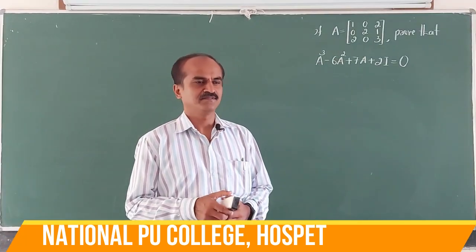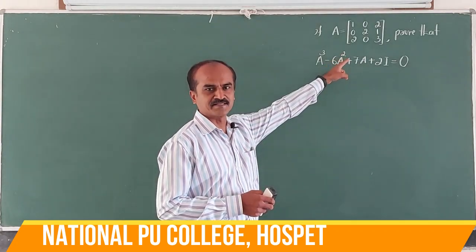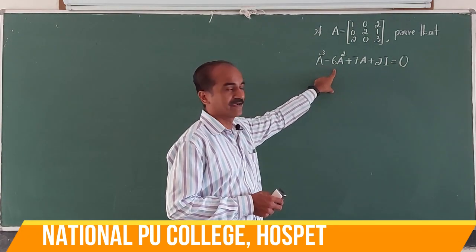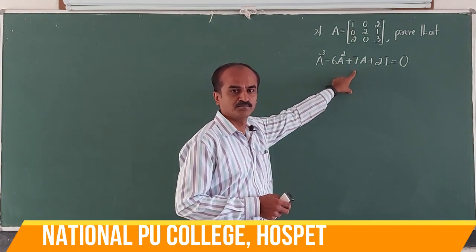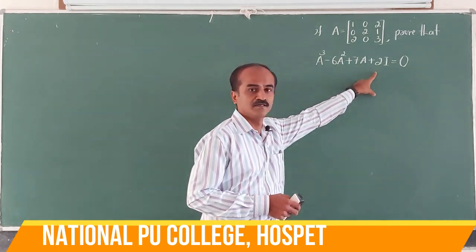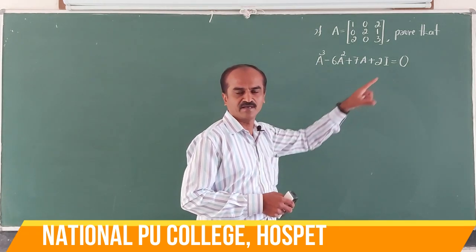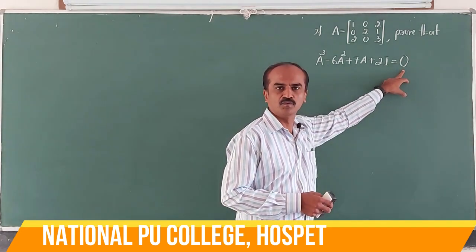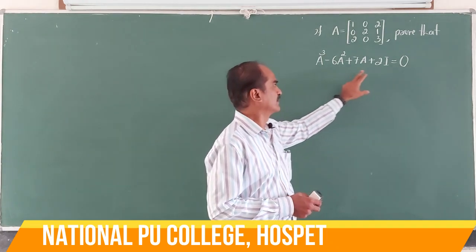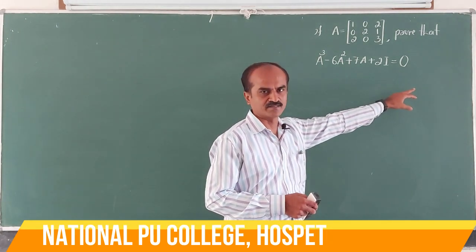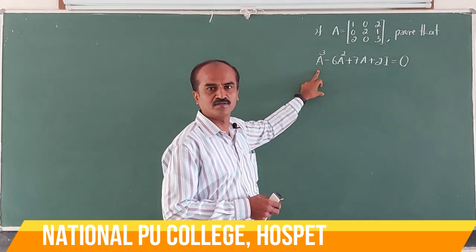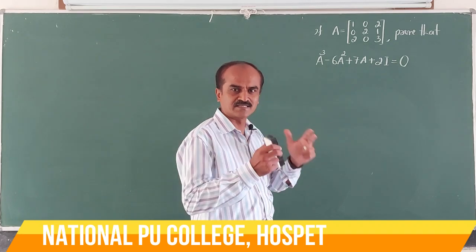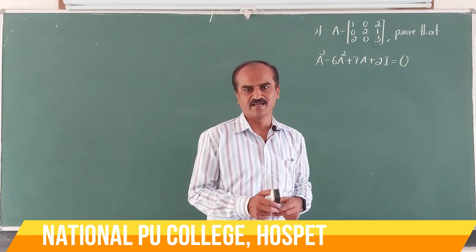In this example, they have given matrix A, and it is required to prove that A cube minus 6 times A square plus 7 times matrix A plus 2 times I, where I stands for the identity matrix, is equal to O, the null matrix. Required to show that LHS equals RHS. For that I have to find A cube and A square, then substitute in this LHS, simplify, and you should be able to end with a null matrix.